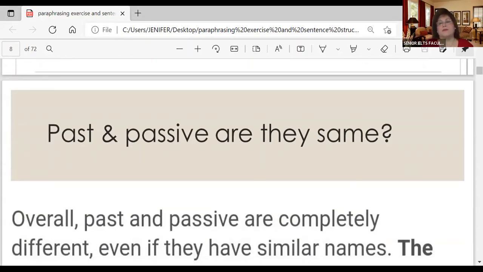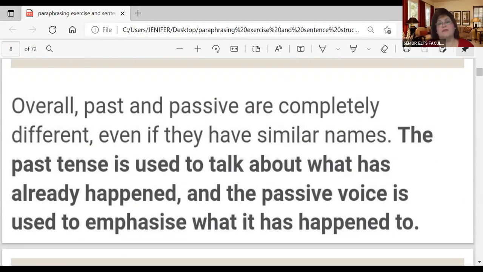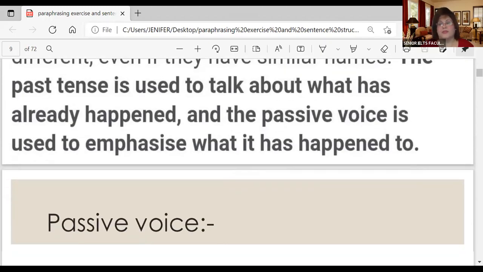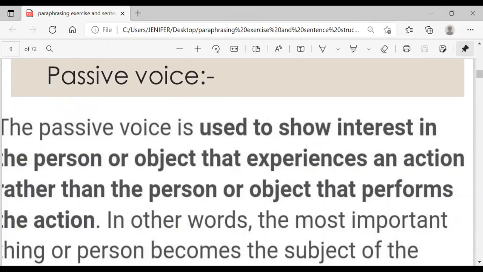Past and passive, are they the same? Okay, overall, past and passive are completely different. Even if they have similar names, the past tense is used to talk about what has already happened, and the passive voice is used to emphasize what it has happened to. Okay, this is the difference. Clear, children? Yes, ma'am.